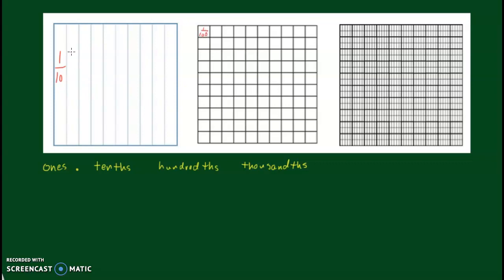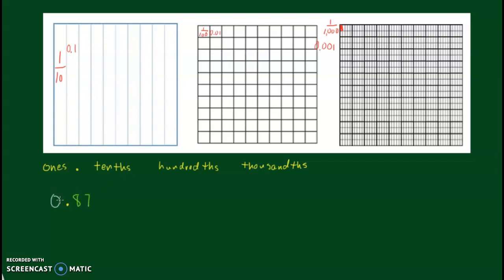I'm going to come back here. This could be 1/10 written like this as well. This could be 0.01. Then over on this square, this tiny rectangle right here is 1/1000th. There are 1,000 of those little tiny rectangles in this whole big square, and 1/1000th can be written as 0.001.